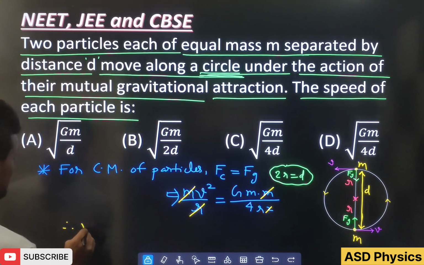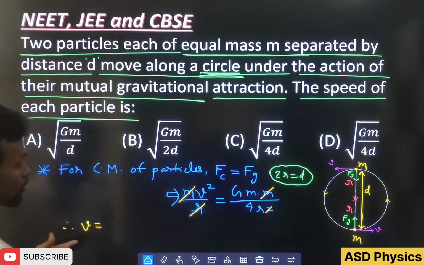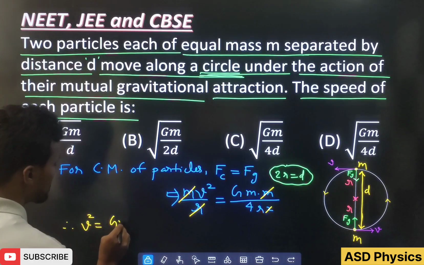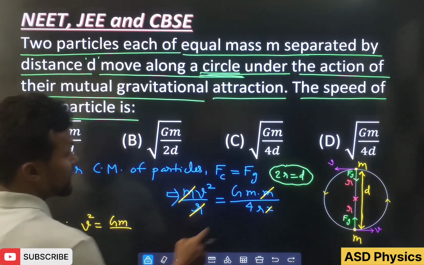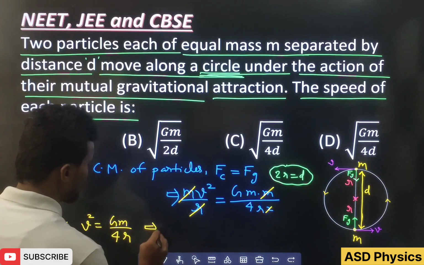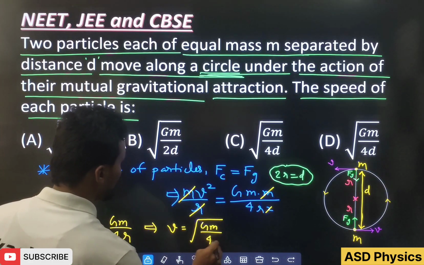So from here I can write this v square is equal to Gm by 4r. What is coming here? Gm by 4r, or I can write v equal to square root of Gm by 4r.